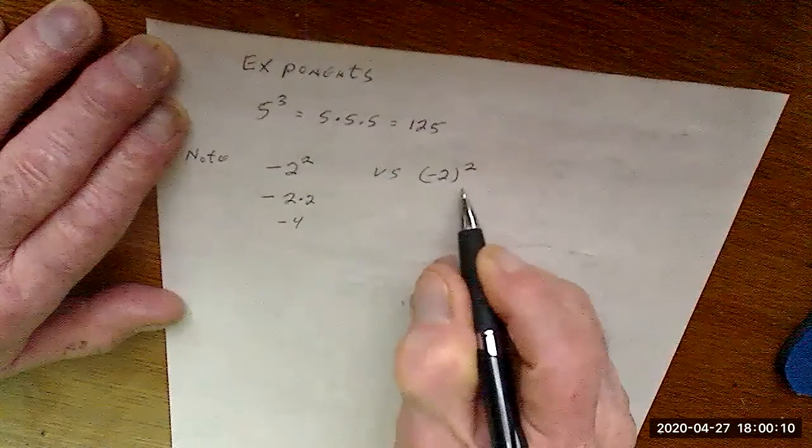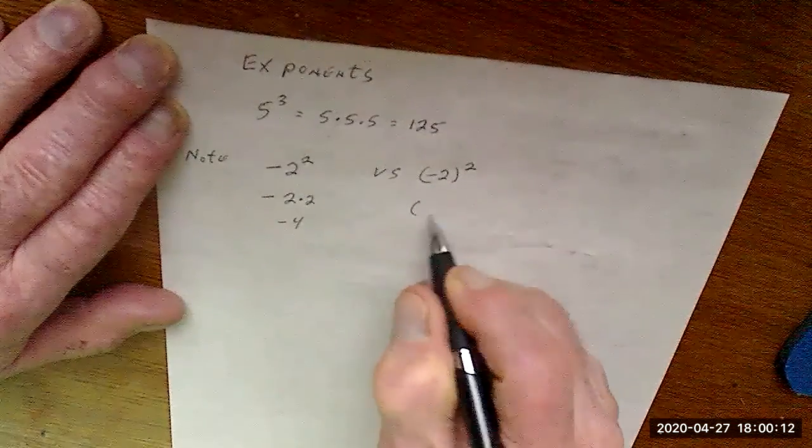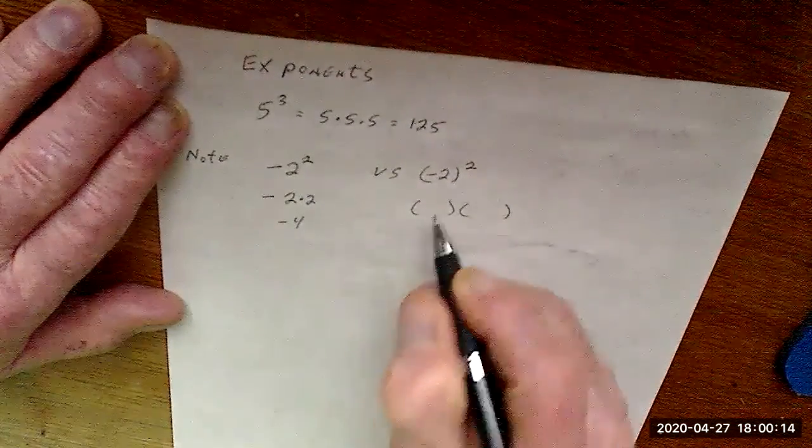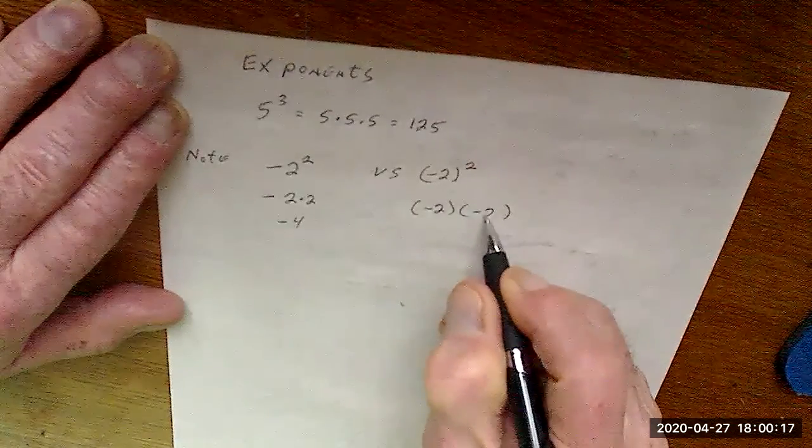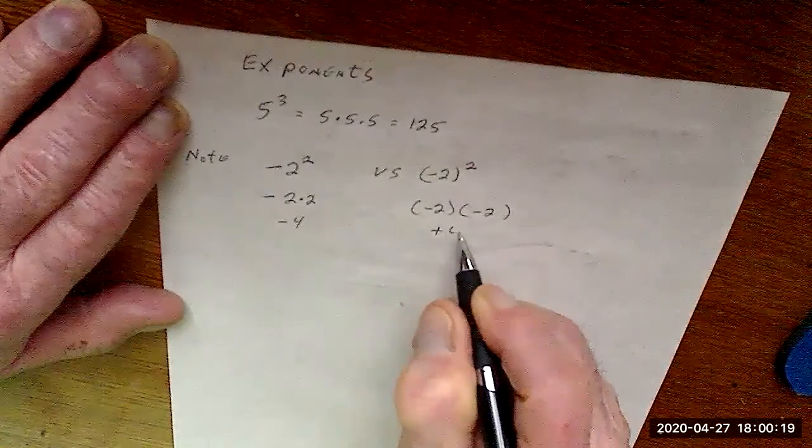Versus the parentheses is being touched by the exponent. So the parentheses is getting repeated. -2 is inside. And therefore, the answer is +4.